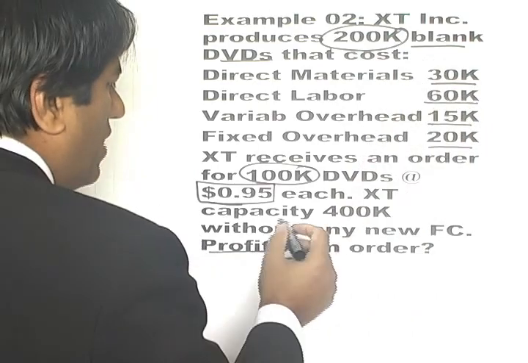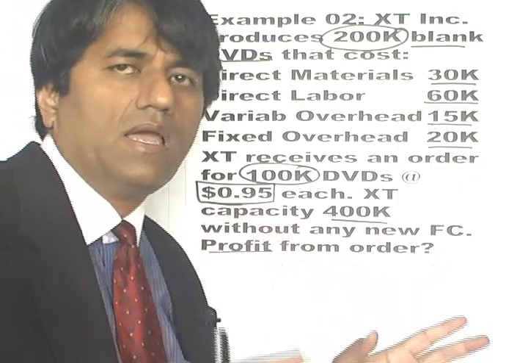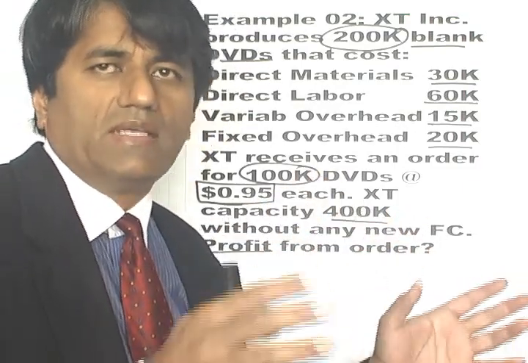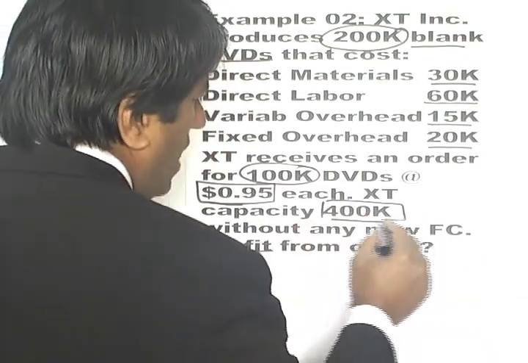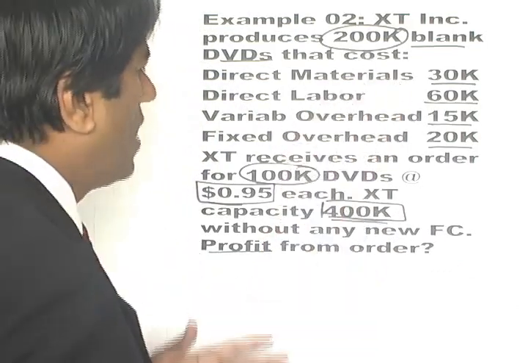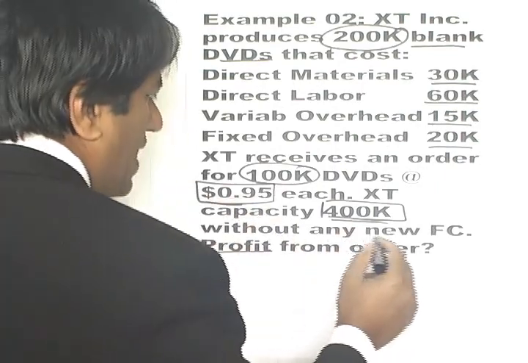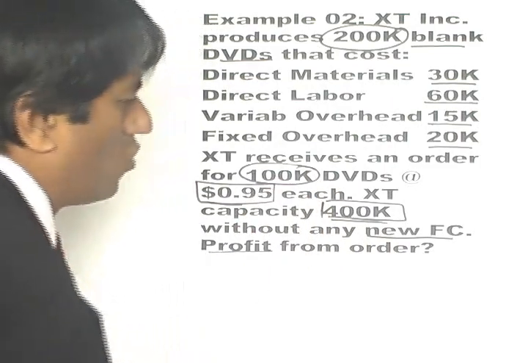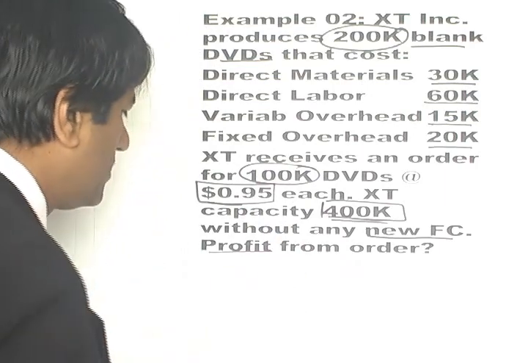Say that this firm has a capacity with the existing fixed costs, we know existing plant and machinery, existing factory space, existing administrative staff, etc. It has a capacity of 400,000. So when you add 100,000 to 200,000, you have 300,000. So it's still below capacity, which means that there won't be any new fixed cost if the firm was to take this order. So the question is, what is therefore the profit from this new order?